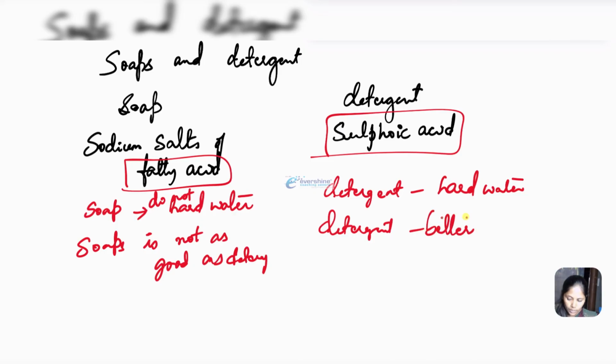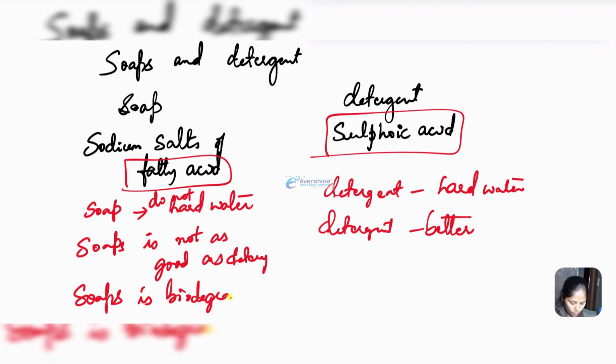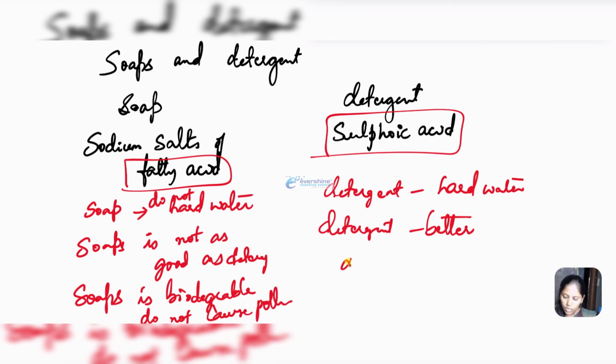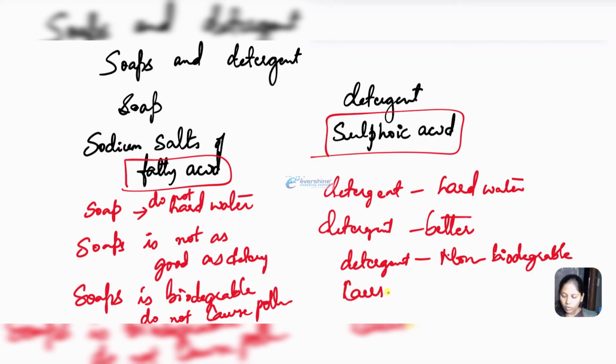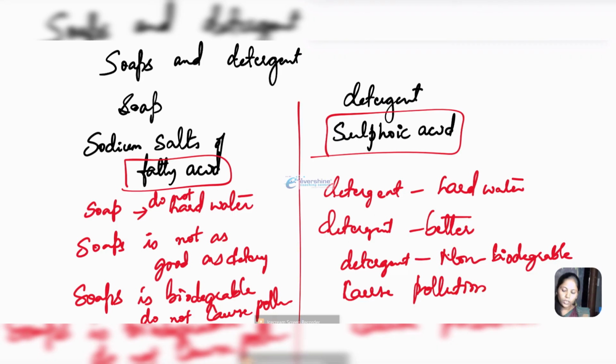Soap is biodegradable. It does not cause pollution. But detergents are non-biodegradable. They will not decompose by microorganisms. Since it is non-biodegradable, it will always cause pollution. So this is the difference between soaps and detergents. Here it is a carboxylic acid, there it is a sulfonic acid.